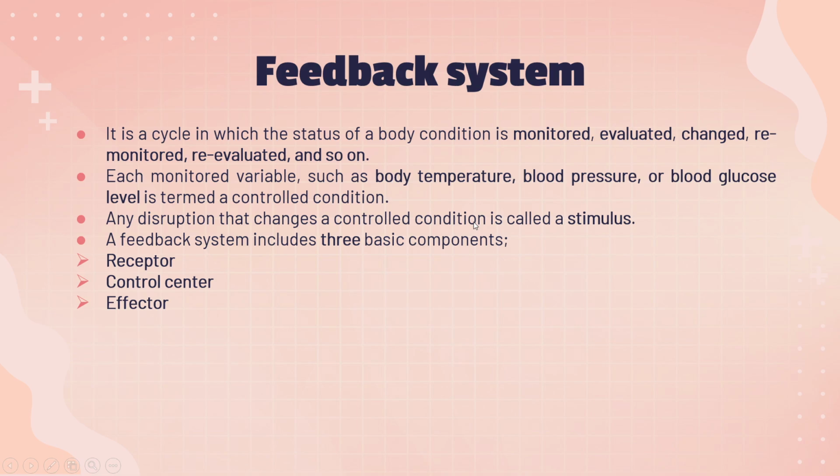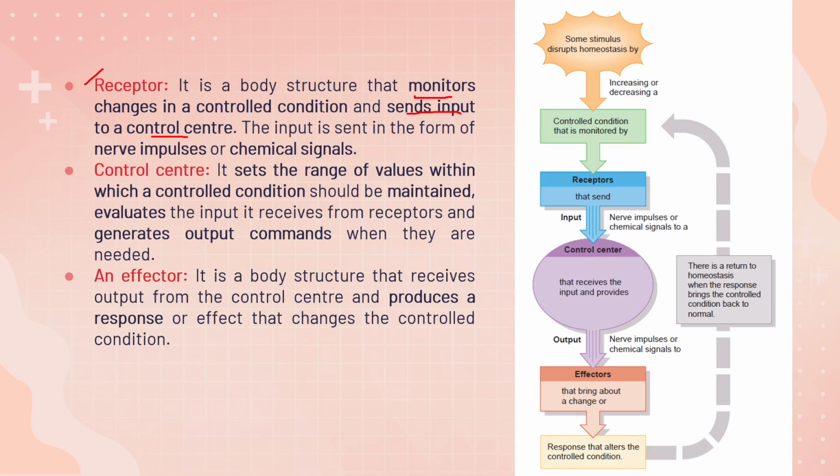Changes are nothing but the stimulus. Any stimulus is monitored by the receptor, and it will send the input signal to the control center. Here the input signals can be in the form of nerve impulse or chemical signals, or we can say chemical messenger. First is the receptor, second the control center.